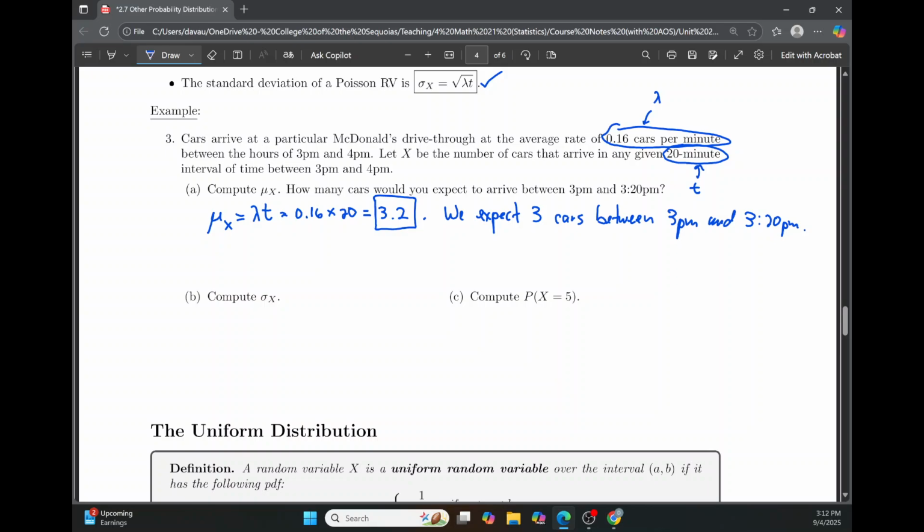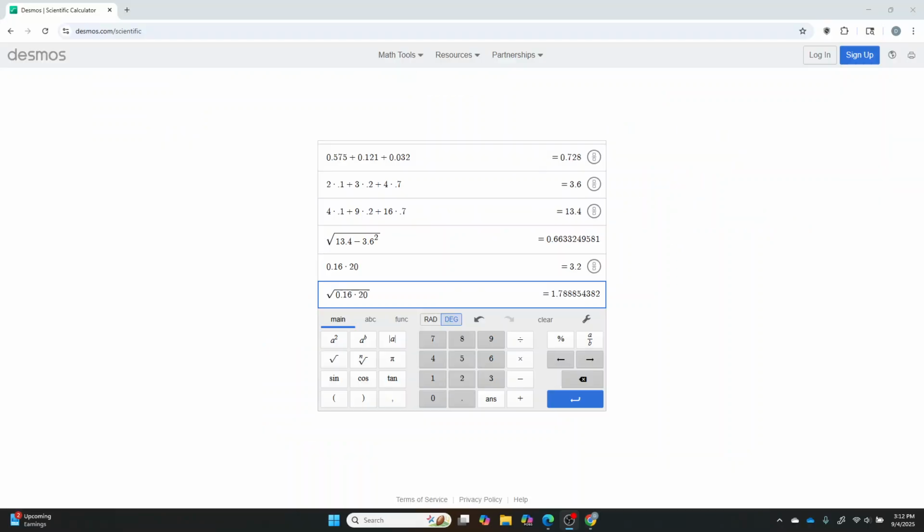Part B asks us to compute sigma sub x, the standard deviation. Well, since this is a Poisson distribution, sigma sub x is just going to be the square root of lambda times t. So that's going to be the square root of 0.16 times 20. And let me punch that into my calculator. Square root of 0.16 times 20. Well, that's 1.788854382, so approximately 1.8.